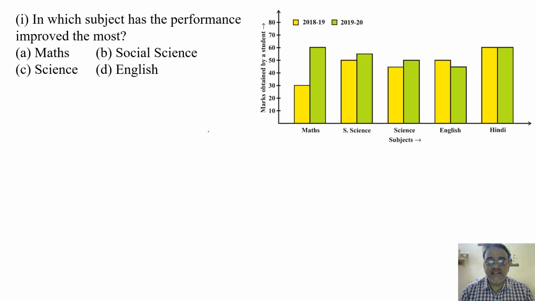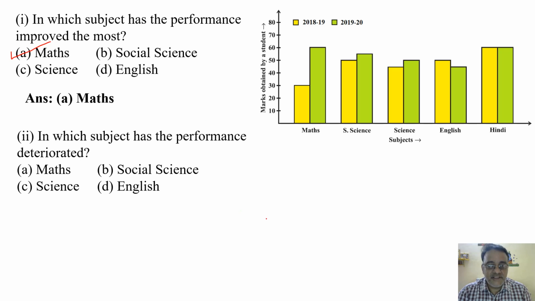In which subject has the performance improved the most? सबसे ज़्यादा किस में ज़्यादा improve हुआ है 9 से 10th में? Maths, right? The correct answer is maths and the correct option is option A. In which subject has the performance deteriorated? कम हो गया है. English, right. The correct answer is English and the correct option is option D.